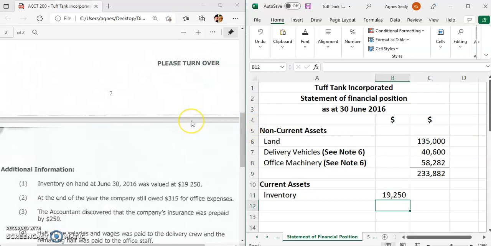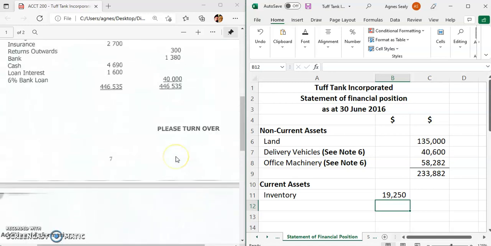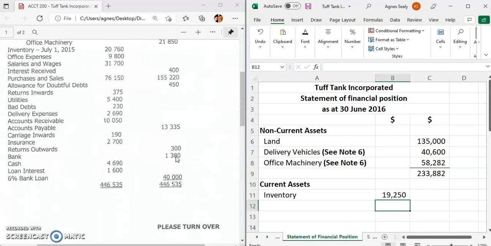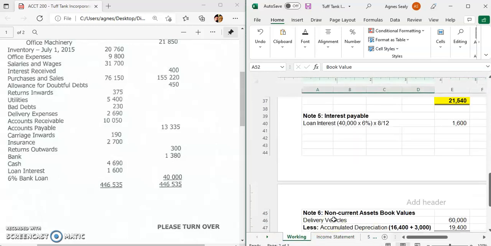And what we need to look at now is our receivables. But with our receivables, we had to calculate an allowance for doubtful debt on that. So then your accounts receivable minus your allowance for doubtful debt will give you your net receivables. So we won't do it here, we will do it as a note. So let's go to our note.